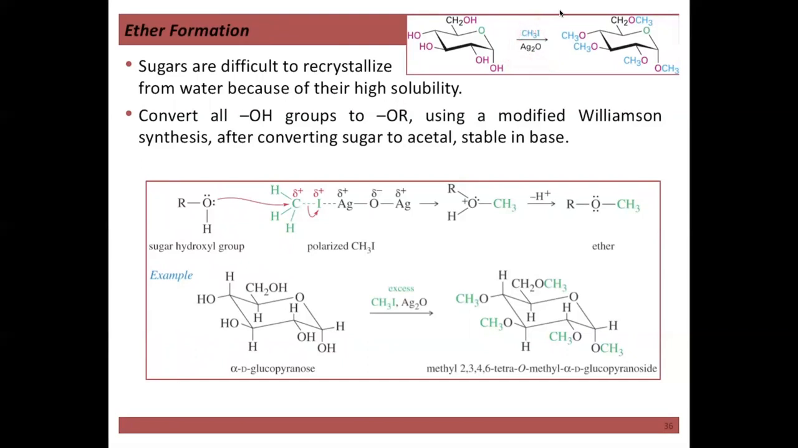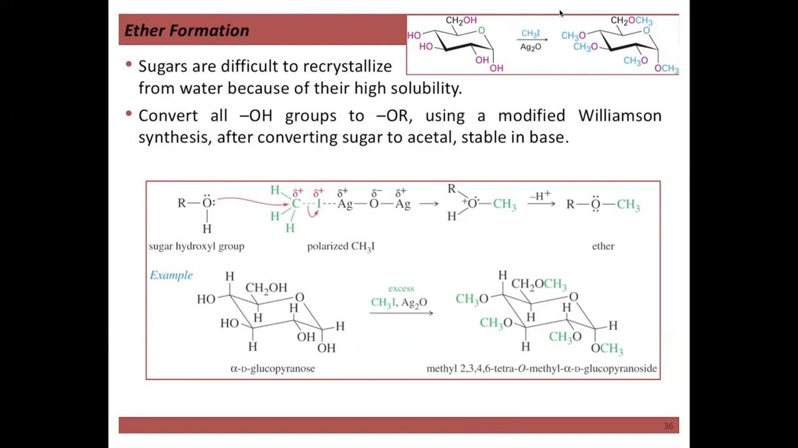So using silver oxide, it does something really interesting. Silver halides tend to be insoluble, have a lot of affinity for each other. You may remember that from general chemistry. And so what the silver does is essentially strips that iodide off of the methyl group, making it much more electrophilic. And so you can get an SN2 reaction.